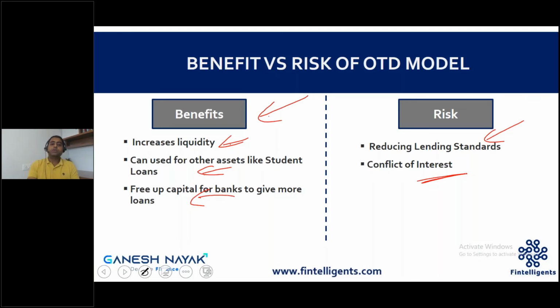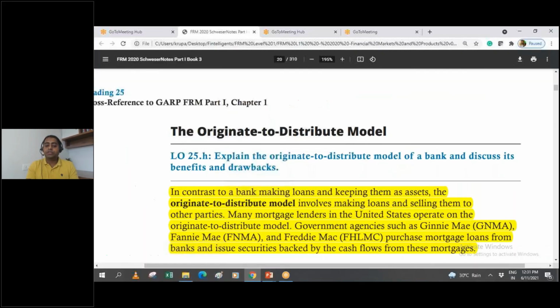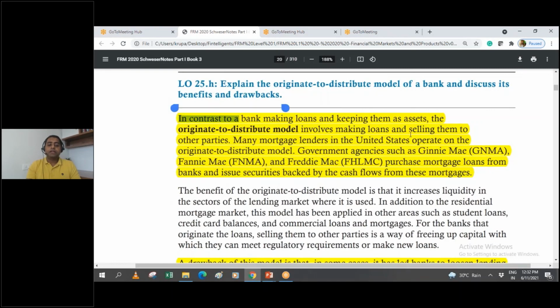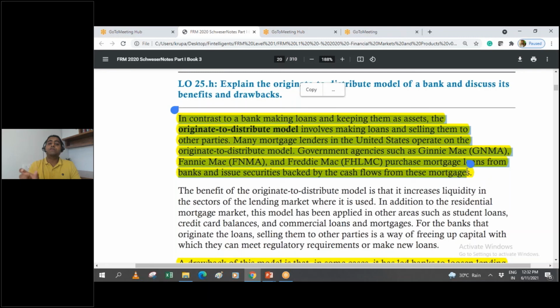Let us quickly go towards the book and read this section. Read the first paragraph. It is also giving you the names of the government sponsored entities, Ginnie Mae, Fannie Mae. Read this entire paragraph.